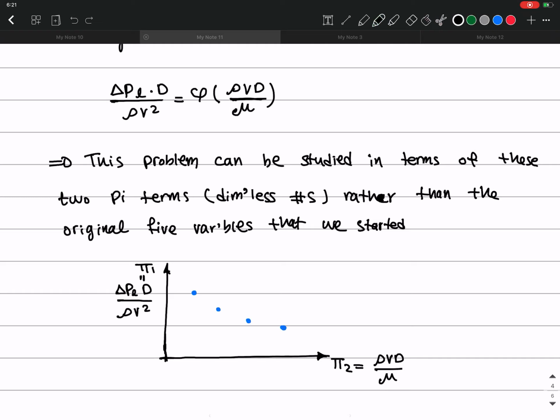Let me do it with black. You will get a curve like this, right? After you connect all the dots, you will get something like this. And so this is actually this phi function, right? So you can find this phi function from the experiments. And this is going to give us a phi function if we do that. So this is the phi function.